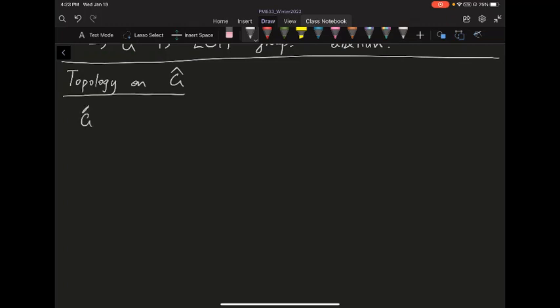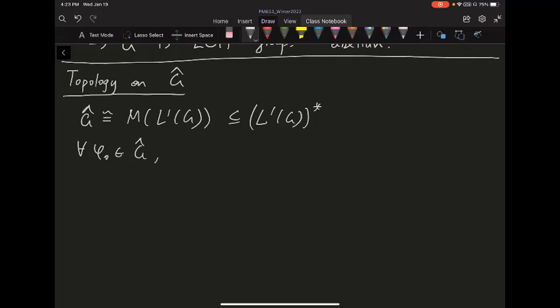So let's just recall the following. The G hat, we identified it as the maximal ideal space of the L1 of G, that's contained in the dual of L1, which is basically the L infinity with the weak star topology. As we know about the weak star topology, let's describe its neighborhood basis. Say for every phi 0 contained in the G hat, what's the basis is basically you test against a bunch of functions. So you take, say, f1 up to fn inside the L1 of G, and you take some epsilon greater than 0.